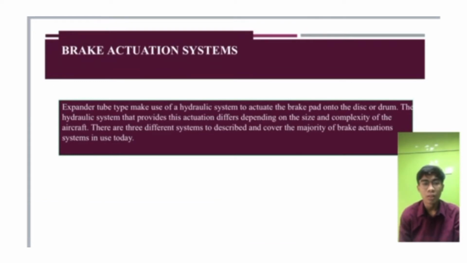CD200037. So today I would like to tell about the brake actuation system for the expanded tube brake. Expanded tube brake types make use of a hydraulic system to actuate the brake pad onto the disc or drum. The hydraulic system that provides this actuation differs depending on the size and complexity of the aircraft. There are three different systems to describe and cover the majority of brake actuation systems in use today.